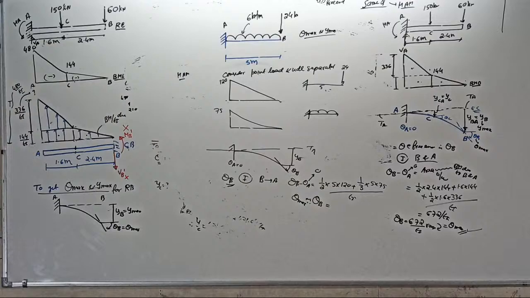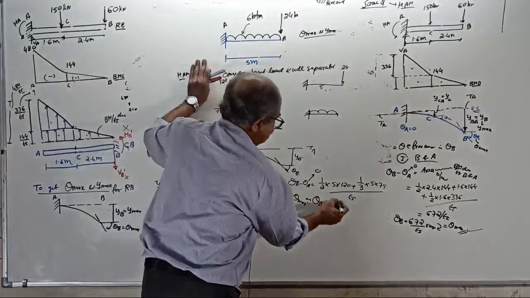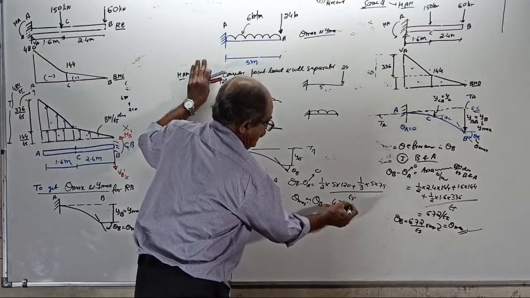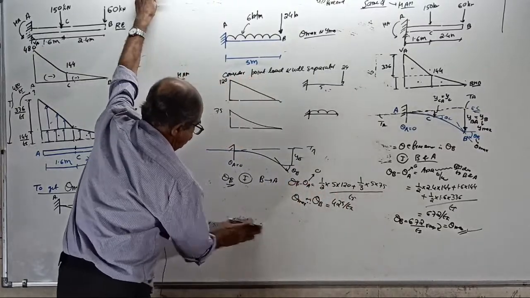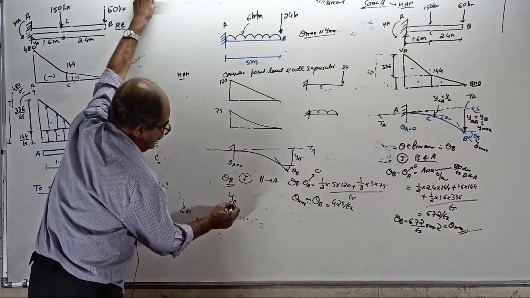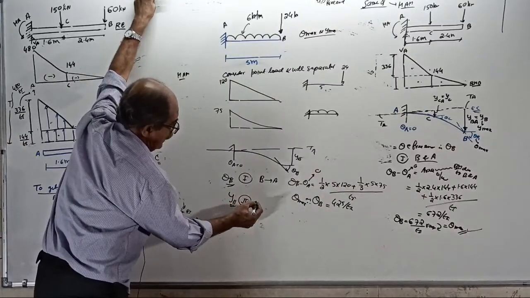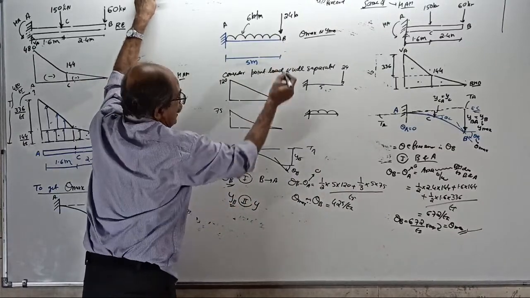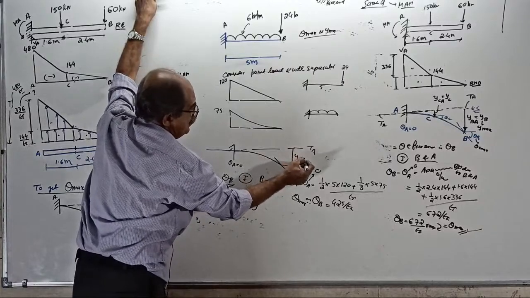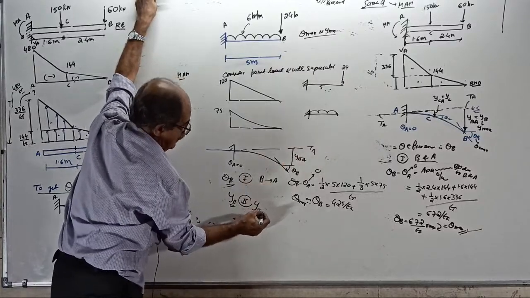Answer, theta maximum is 425 by EI. Then, if you want deflection at B, apply the second theorem. Find y of B with respect to A.